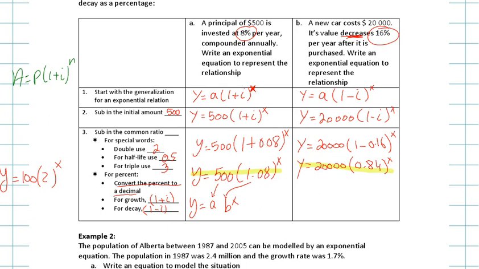Now the second one is a decay, and we said if it's a decay, then my base should be between 0 and 1. What's my base here? 0.84. Is it between 0 and 1? Yes. Good. That means I am on the right track. Make sense? Good. Can I move up?